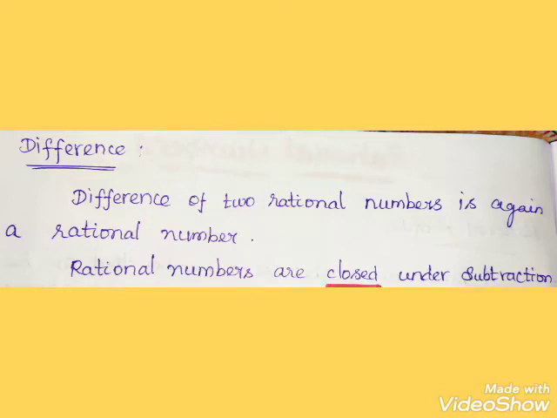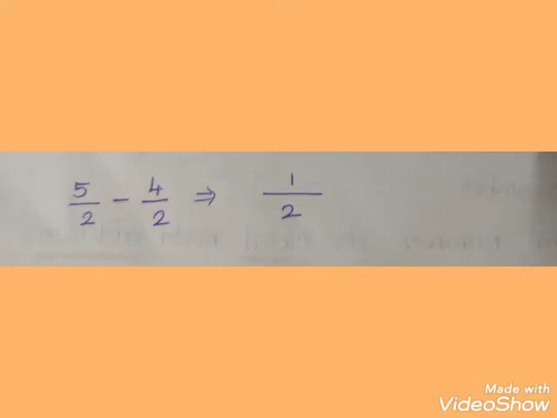For this, let me take one example and we will see. 1 by 2 means 5 by 2 minus 4 by 2. We will get 1 by 2. 5 by 2 is also a rational number and 4 by 2 is also a rational number. If we subtract those two rational numbers, we will again get a rational number, which is 1 by 2, which means under subtraction these rational numbers are satisfying the closure property. Addition over, subtraction is over.